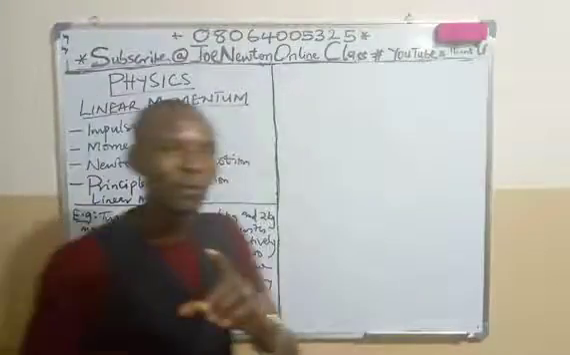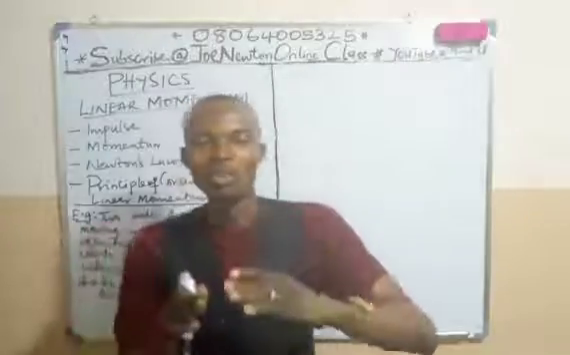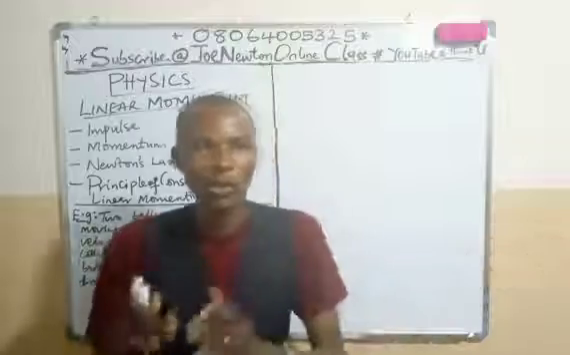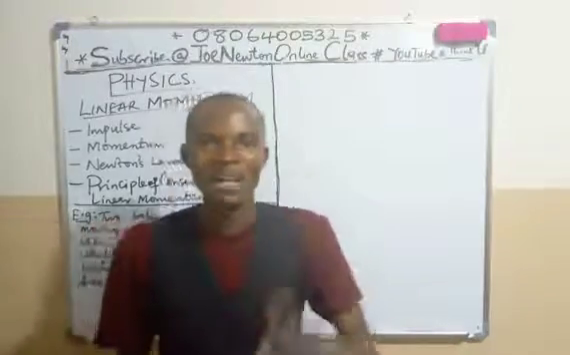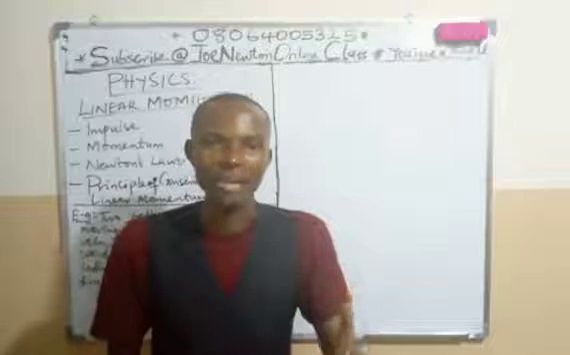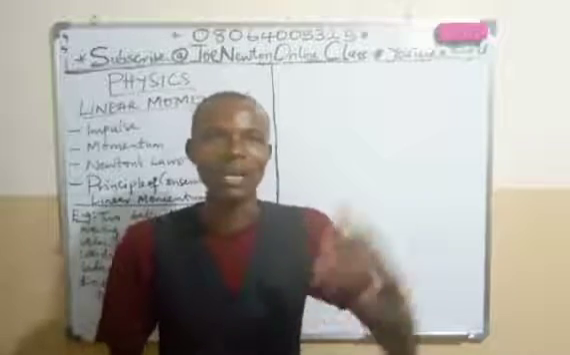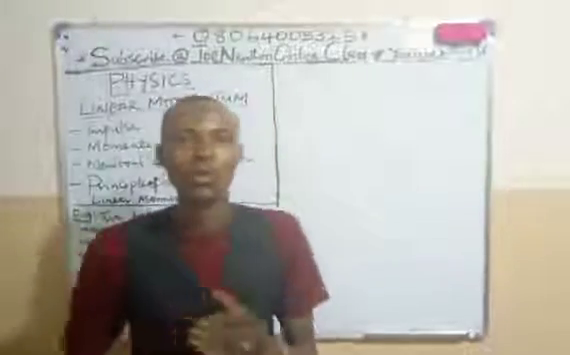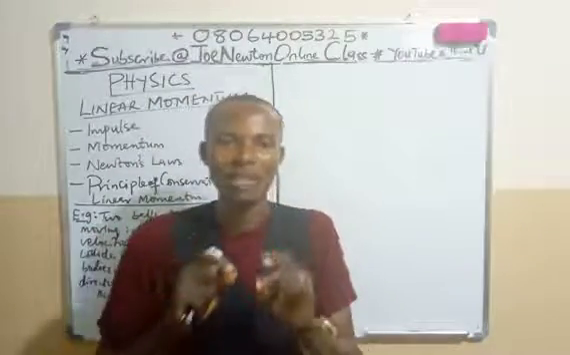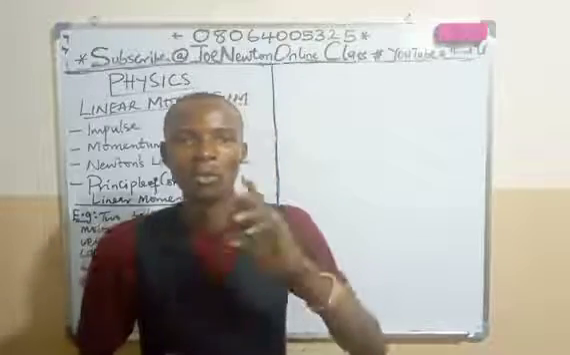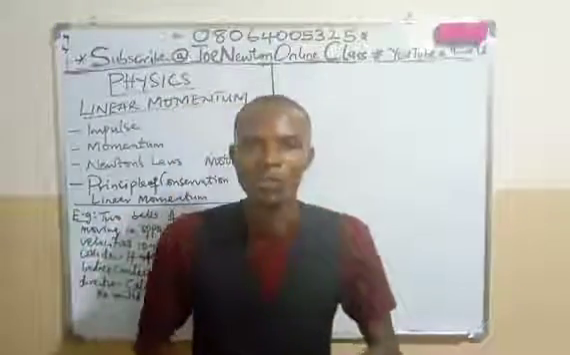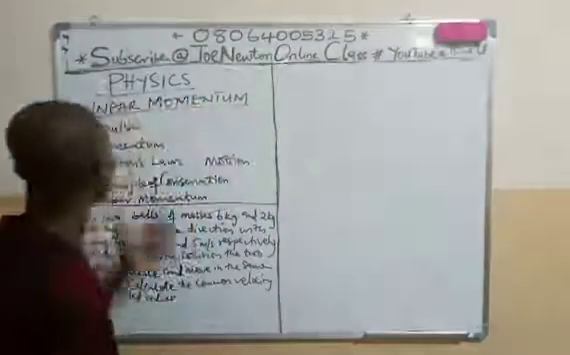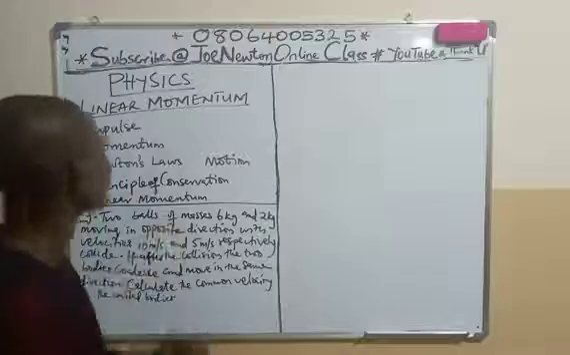Now you should be mindful of the fact that momentum is different from moment. Some time ago, we discussed moment of a force. Moment has to do with the product of a force and the perpendicular distance from its point to the line of action. It's a different concept. But this is momentum. So do not confuse the two concepts. Linear momentum is the product of the mass of a body and its velocity.